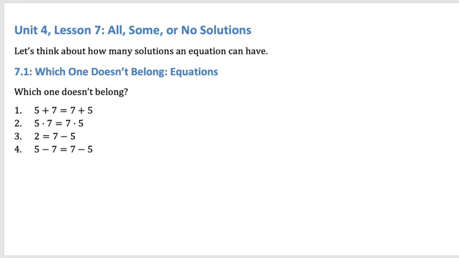Before we get there, let's take a look at section 7.1. Which one does not belong? Take a minute, look at the 4 equations that you see, and choose which does not belong and why. On your paper, circle the equation that you feel does not belong and write a sentence or two about why. So push pause and do that.